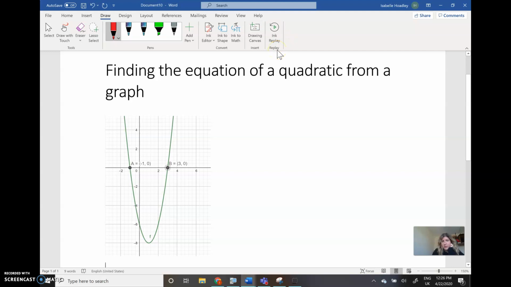So we talked about the fact that you can represent a quadratic in what we call turning point form, which is where you've got the equation in the form whereby the values b and c, b comma c, would give you the coordinates of the turning point of your function.